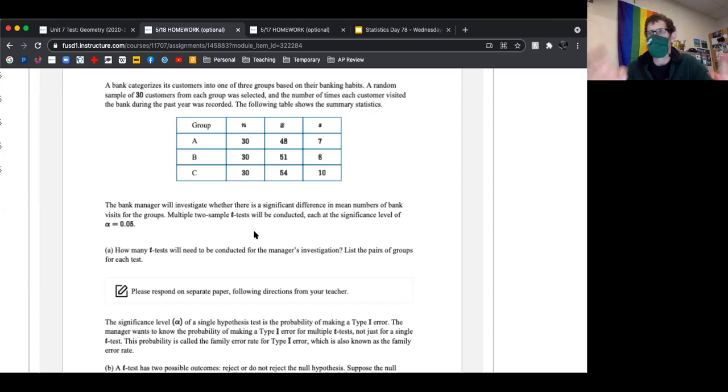And actually, I'll just ask that question to you guys. How many t-tests do we need to run if we have 3 groups? 3 of them. We're going to need to compare A and B, B and C, and A and C. So 3 t-tests, and I'll just answer this one quickly. So of course you would write out a sentence for that.